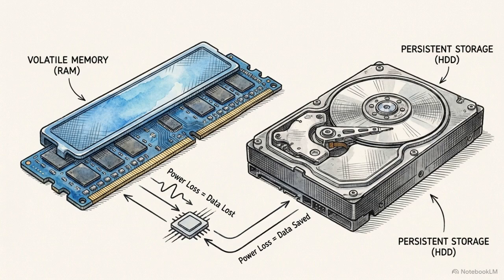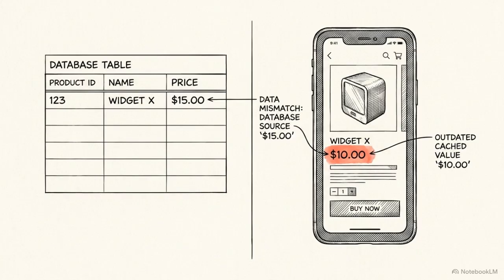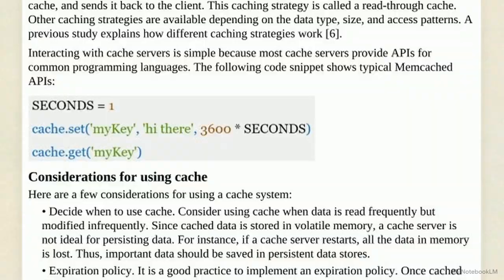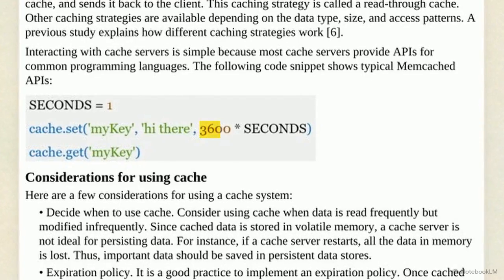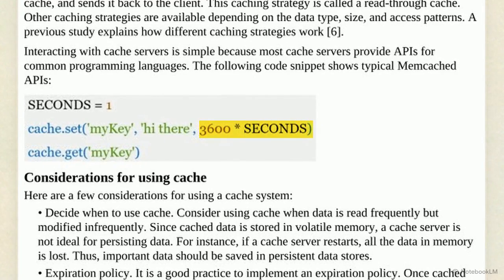Because cache data is stored in memory outside the database, it comes with a strict trade-off. You risk serving outdated or stale information to your users if the original database records change. To defend against data drift, we implement a time-to-live, or TTL, expiration policy. This code snippet shows a Memcached API setting an expiration limit of 3,600 seconds.